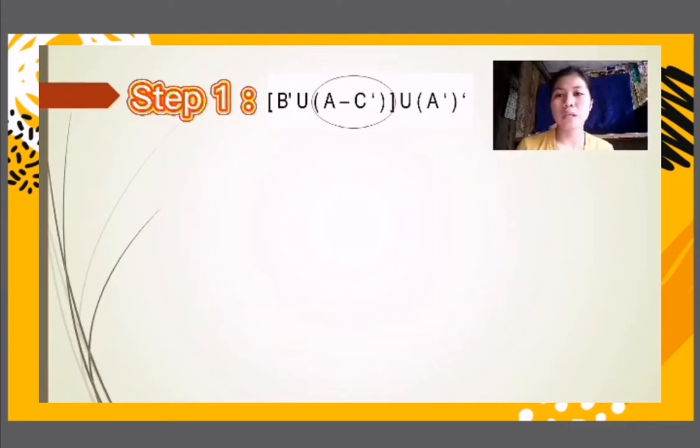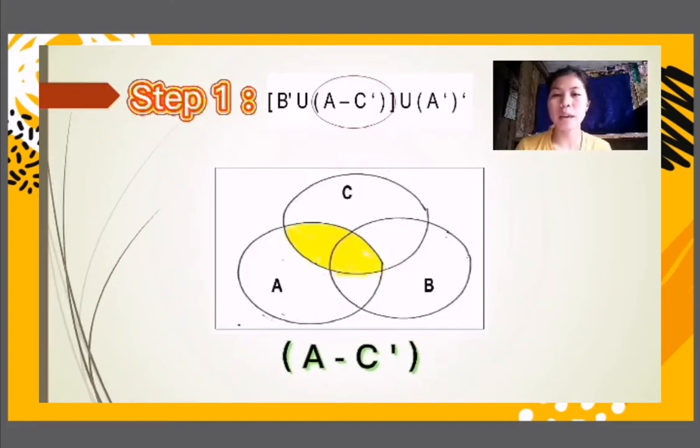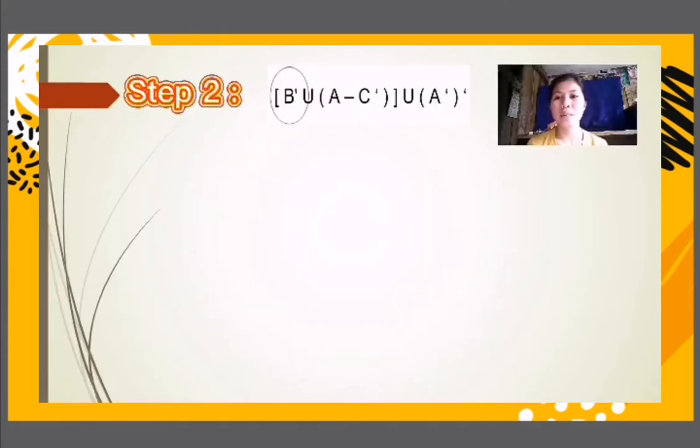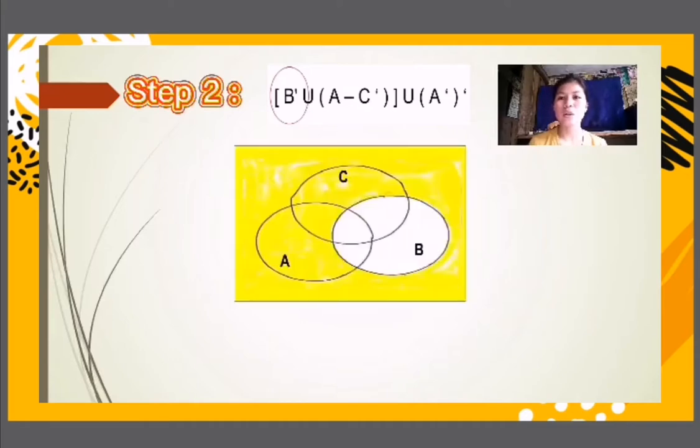Since we want A minus C complement, we will find the difference between A and C complement. The difference means the set of all elements that are in A but not in C complement. So this illustration shows the difference between A minus C complement. Next is step 2, which is the B complement. So we will shade the set B complement. This illustration shows the shaded set B complement.